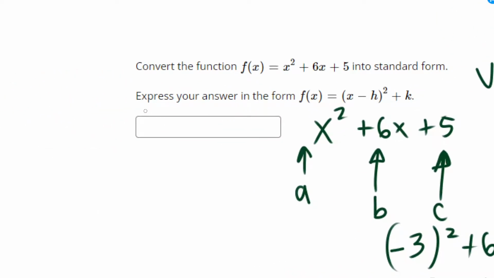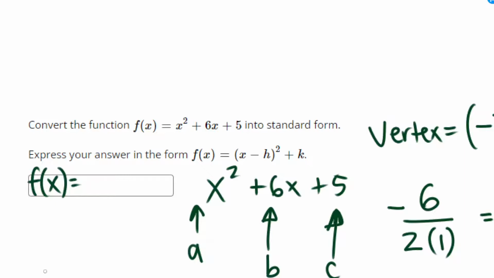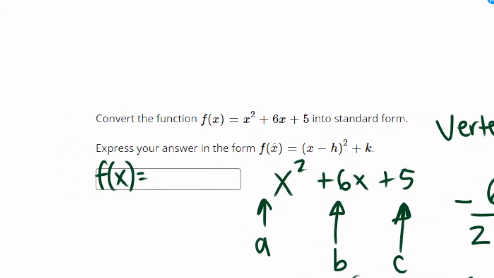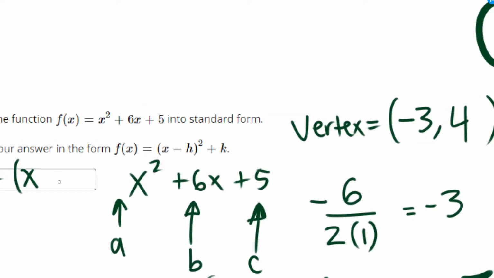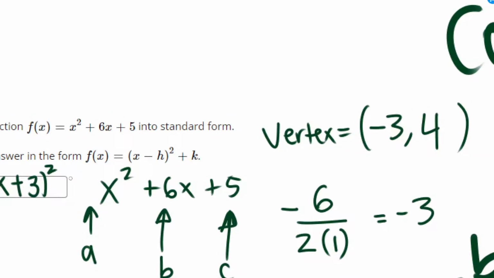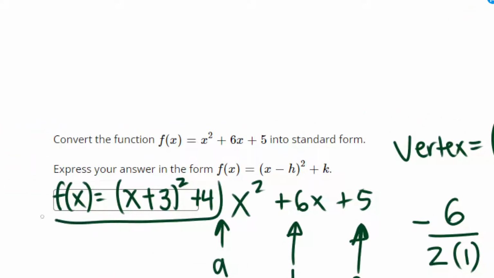Now what you're going to have to do is write f of x is equal to, and then our stretch factor, our a, is going to be whatever is attached to this x squared. There's nothing attached to the x squared in this case, so it will just be nothing. So x plus 3, since we're flipping the signs, squared, and then plus 4 because that's a positive 4. And that is our way to find it using that formula.